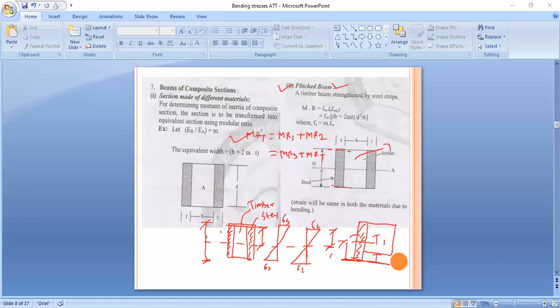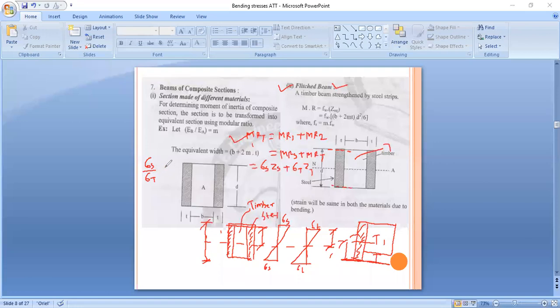आणि हा फॉर्म्युला कधी वापरू शकतो आपण, if extreme fiber levels are the same. Okay, now suppose this is the moment of resistance for steel. How to calculate? So sigma for steel into section modulus for steel plus sigma for timber into section modulus for timber. Okay. So sigma s divided by sigma t.